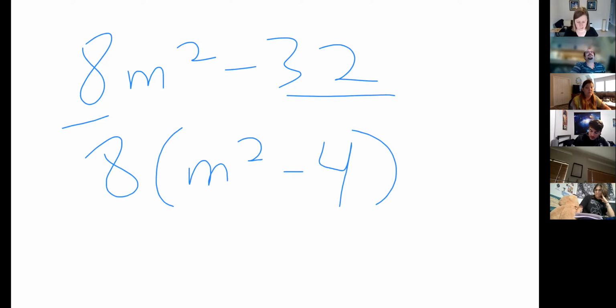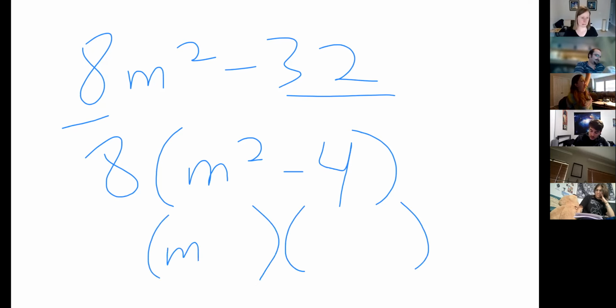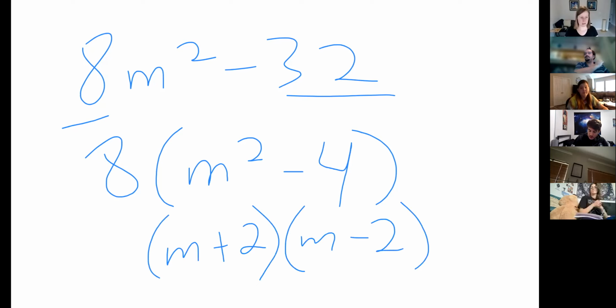Now we're looking at this thing. Can we factor it any further? Yes. You'll take m on both sides, and then you could do 2, and one of them needs to be a positive and the other needs to be a negative. So your answer would be 8 parentheses m plus 2 parentheses m minus 2. Right. Yep, exactly.